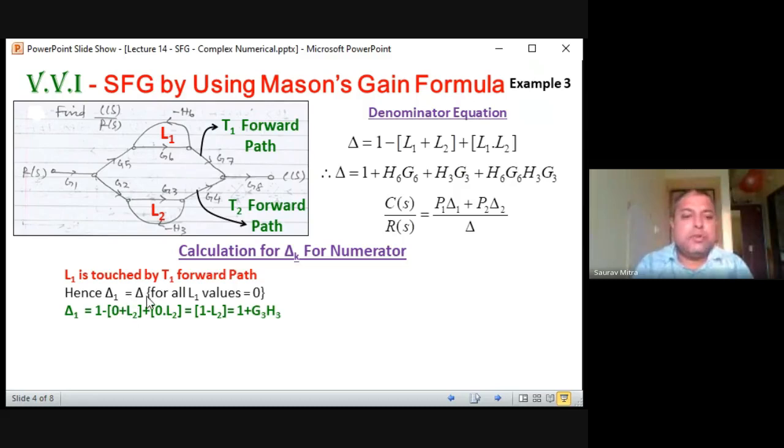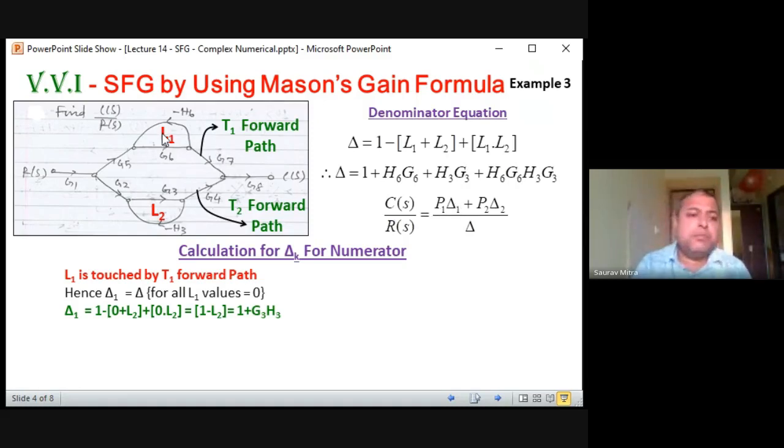That is also easy. First you have to see for which forward path you are finding delta 1. So we are finding delta 1 for forward path T1, and T1 is touching L1. That means while finding delta 1, you write the same equation of delta, whatever delta value we found in the previous case for the denominator. And as T1 is touching L1, that means in this delta equation you make all the L1 equal to 0. So I'll repeat the process. We are finding delta 1 because delta 1 is connected to T1 or P1.